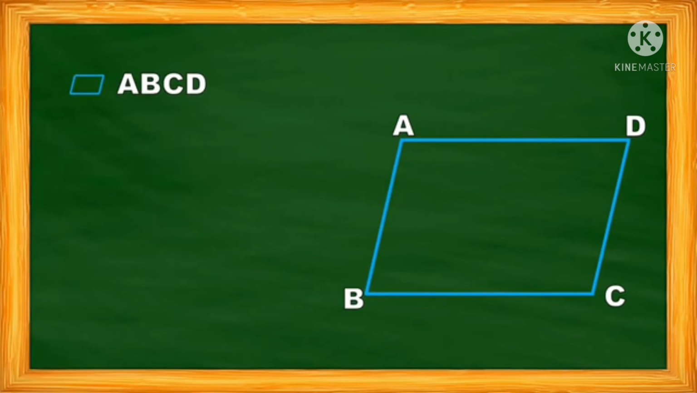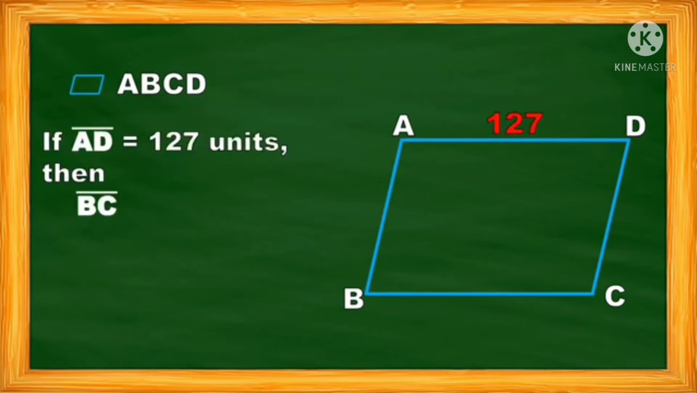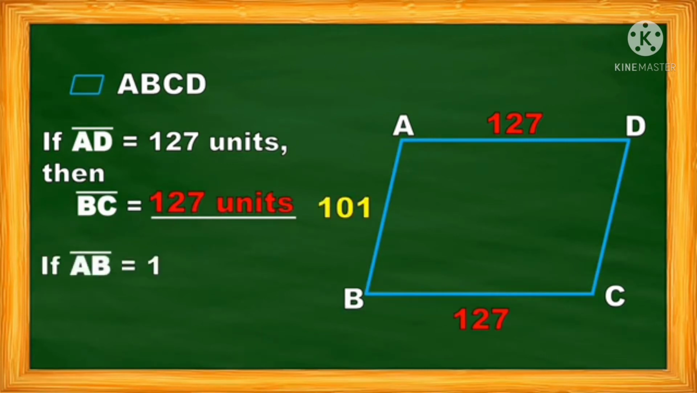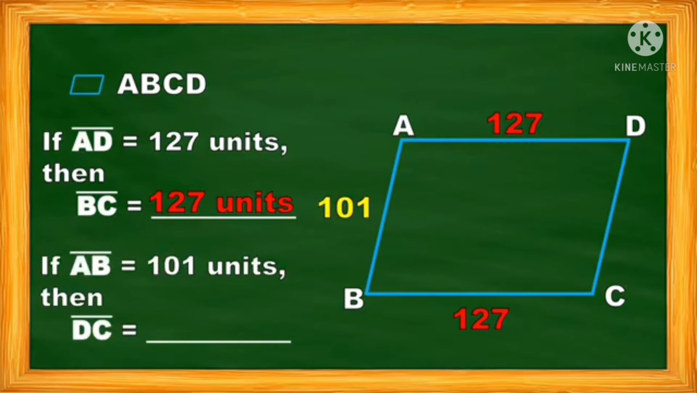Using the same parallelogram, if segment AD is equal to 127 units, what do you think is the measure of segment BC? You are right! It's 127 units. How about segment DC? If segment AB is 101 units, then what do you think is the measure of segment DC? Very good. It's 101 units.